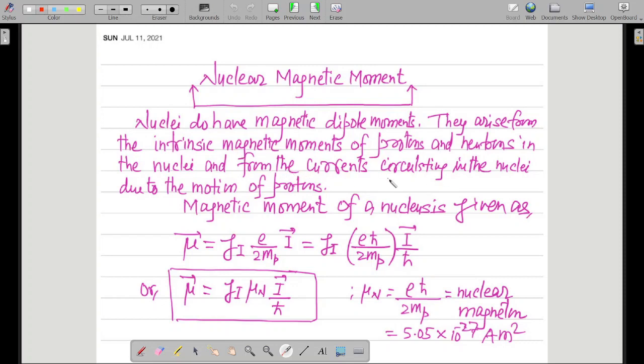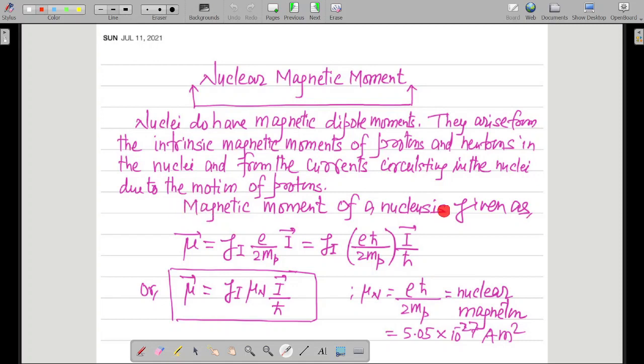So, from current circulating in the nuclei due to motion of protons. Now the magnetic moment of a nucleus, how is it given? I am just writing the formula over here. In the upcoming lectures you will get a better picture of this particular term, in this series itself. And when I teach you atomic and molecular physics in the future, all these terms will become even clearer, crystal clear after that. So don't worry about it.